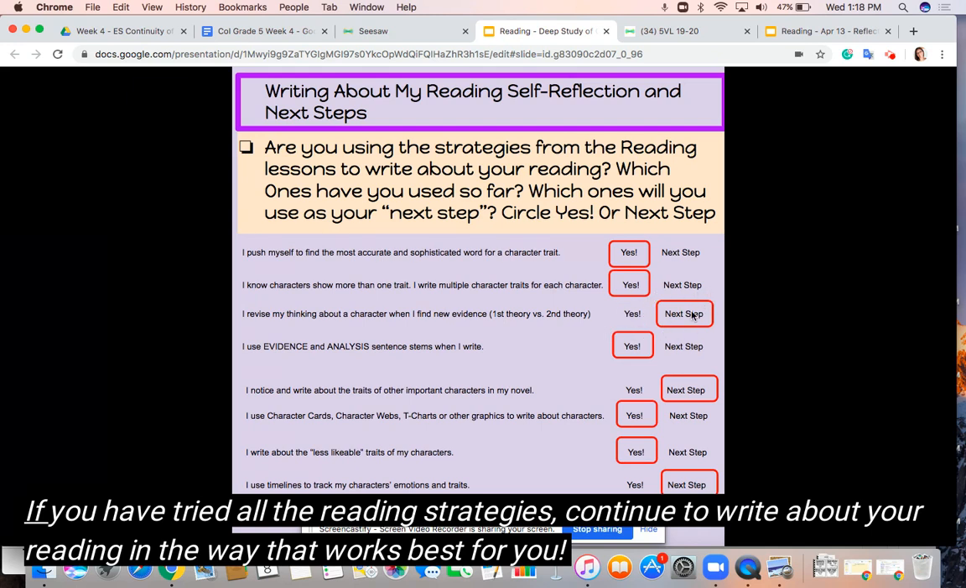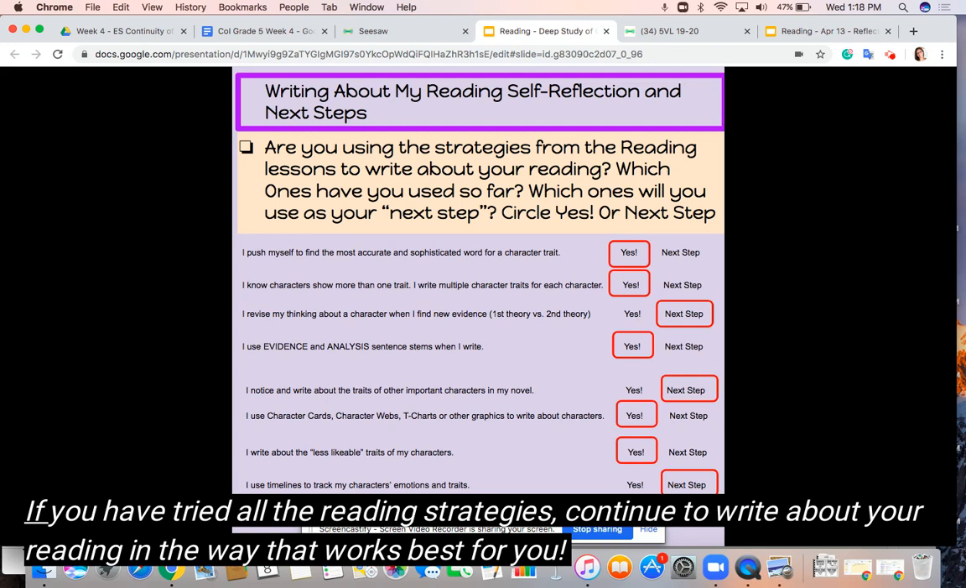Today, you will be looking at the strategies for which you have circled next steps. You will choose one or more of these strategies to try out in your writing about your reading as you read independently today. Let's take a look at an example.